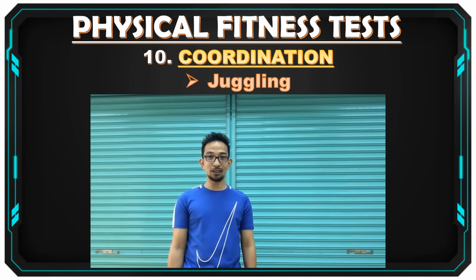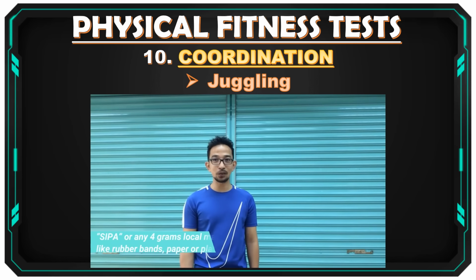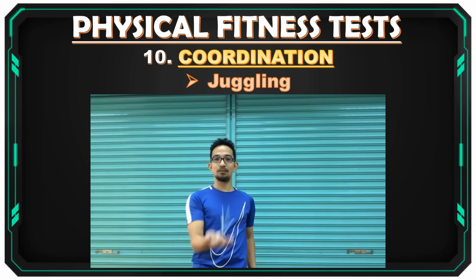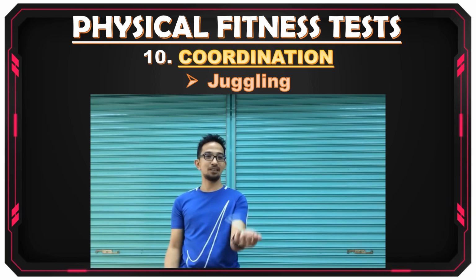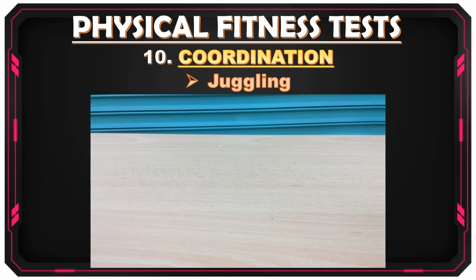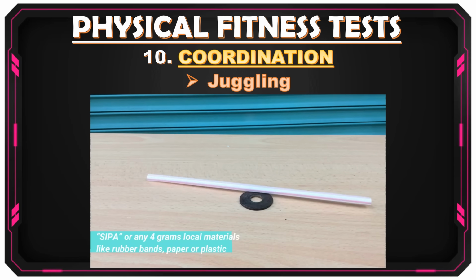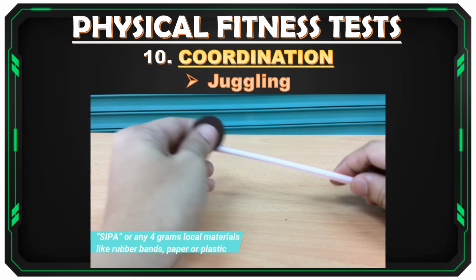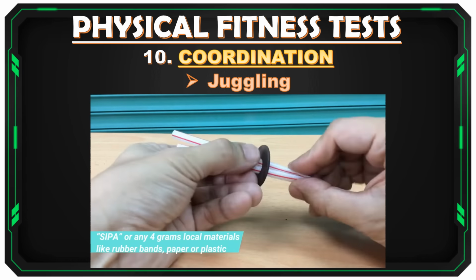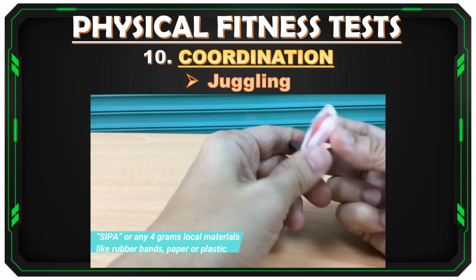To test coordination, we need to do juggling. To do juggling, we need to use SIPA. Equipment. SIPA. This is a washer weighing 4 grams with a 5-inch straw, or 20 pieces of bundled rubber bands, or any similar local materials weighing 4 grams.